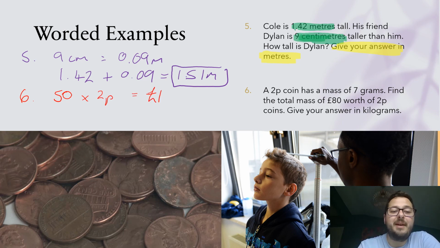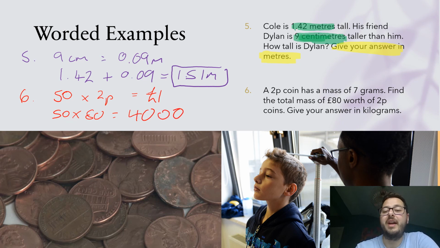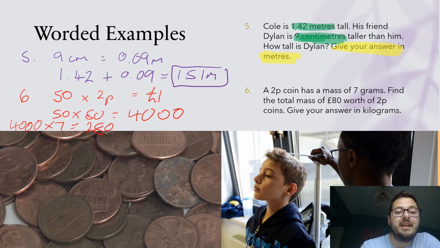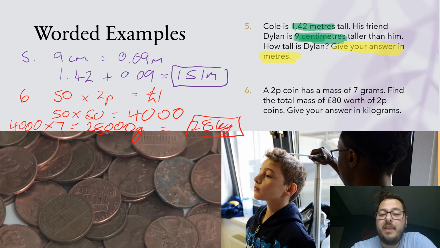And then we want to times that by 80, don't we? So 50 times 80, because we want 80 pounds worth. Well, 5 times 8 is 40. And then we've got 2 more zeros, so that's 4,000. And then each of these weighs 7 grams. So we want to times this by 7. So 4,000 times 7 is 28,000 grams. But we want it in kilograms, so divide it by 1,000, that is 28 kilograms. And that's your answer.